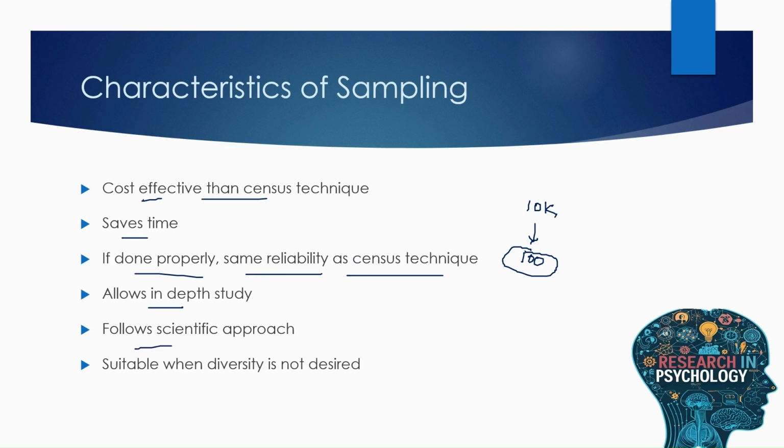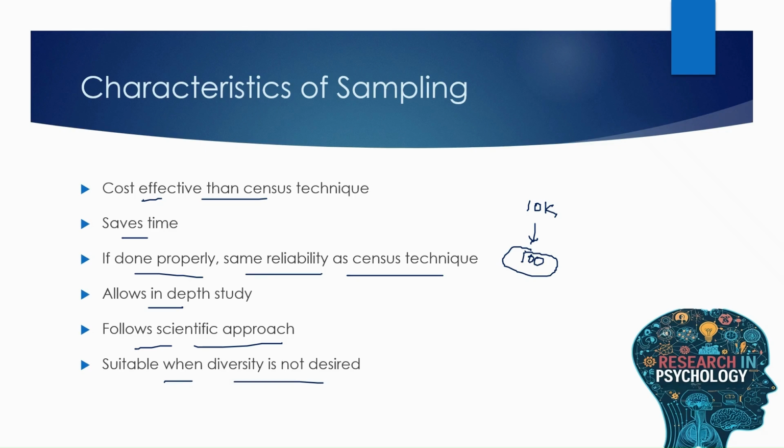It follows a scientific approach. Now, this means the selection of the sample and then further analysis of the data from the sample, all of this follows a scientific approach. Okay, so it would be well planned, and there is a proper methodology for all the sampling and then data collection and then data analysis. All right, so this follows a scientific approach, and it is suitable when diversity is not desired.